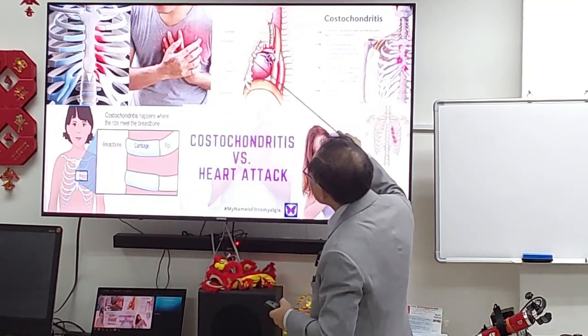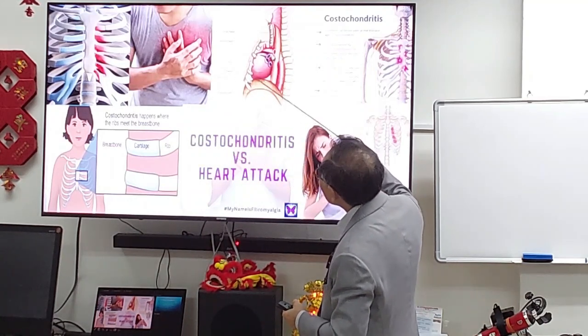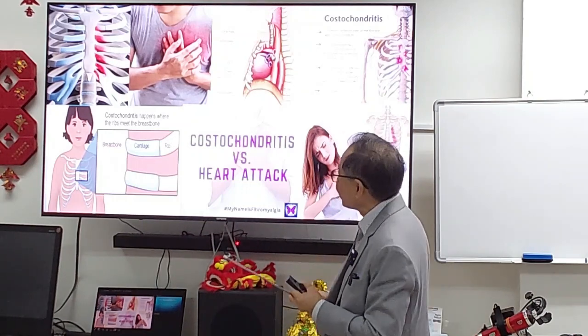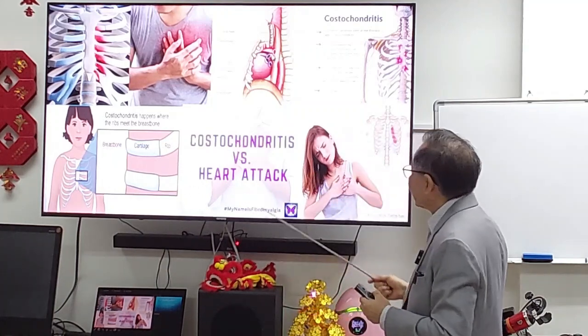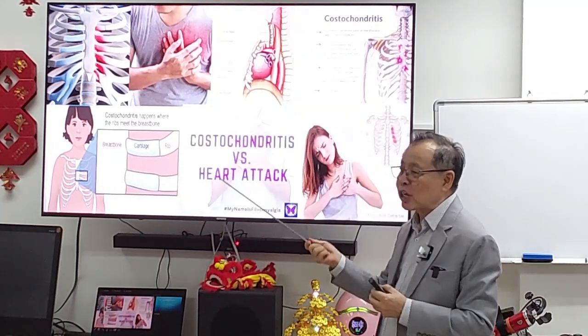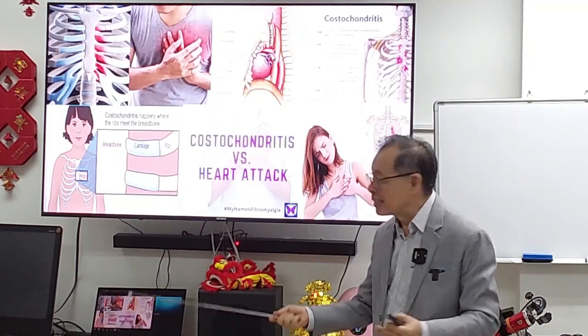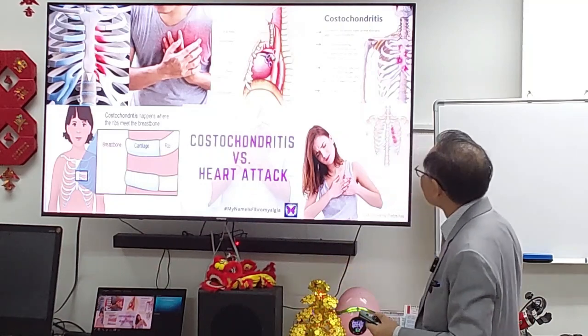And as you can see, the heart is just behind the rib cage. That's why when this is painful, people think, oh, it's the heart. But it may not be. So this is where. So, as I said, majority of chest pain seen in emergency is due to this. It's very common. So is it costochondritis or heart attack?